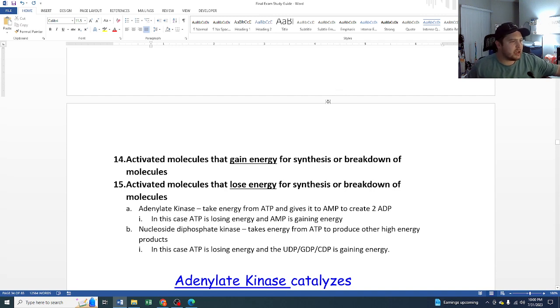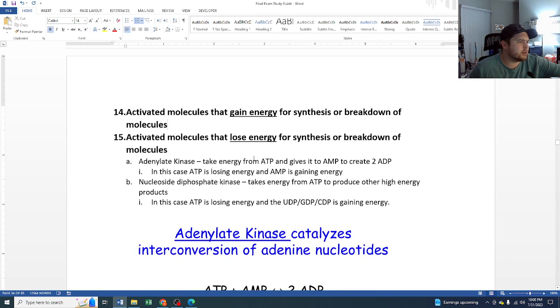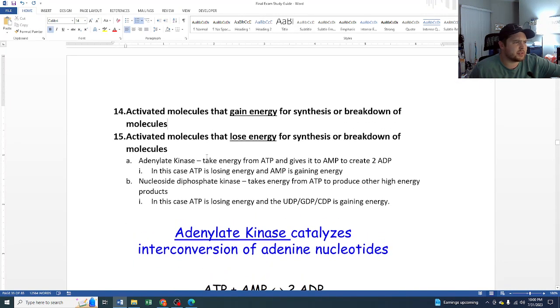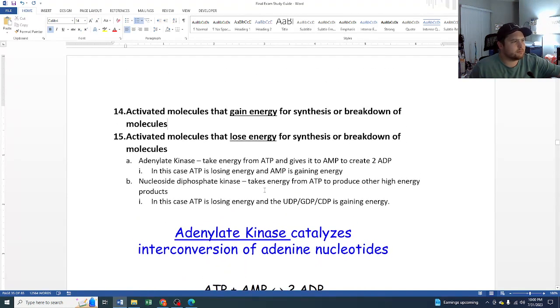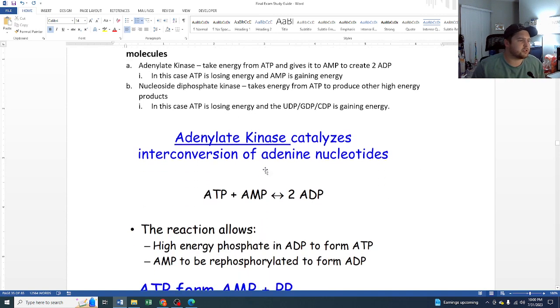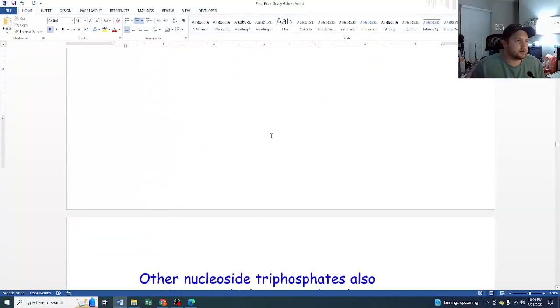Activated molecules that gain energy for synthesis or breakdown of molecules. I didn't have any written down here. I'm sure there might be a couple of examples in the book. I didn't have any examples specifically that I had put down. But there are a couple that lose energy for synthesis, like adenylate cyclase and the nucleoside diphosphate kinase. These next pictures are just kind of showing those specific reactions.